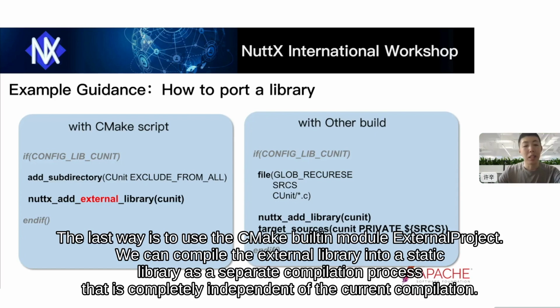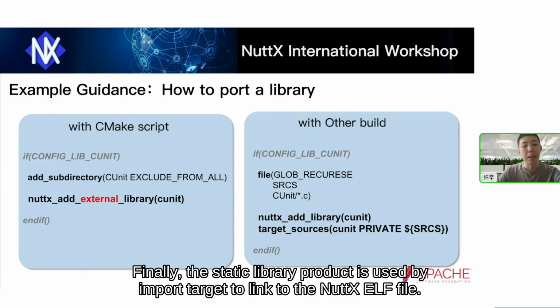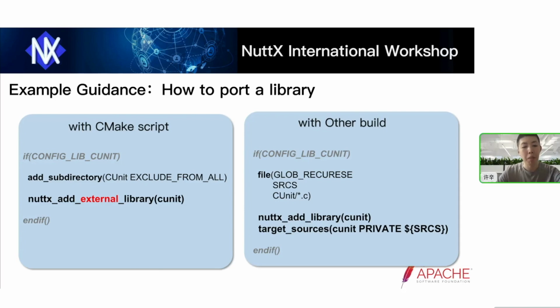The last way is to use the CMake built-in module ExternalProject. We can compile the external library into a static library as a separate compilation process that is completely independent of the current compilation. The current compilation toolchain and the compilation options are passed to this independent compilation process through this module. Finally, the static library product is used by importing that target to link to the NuttX ELF file.